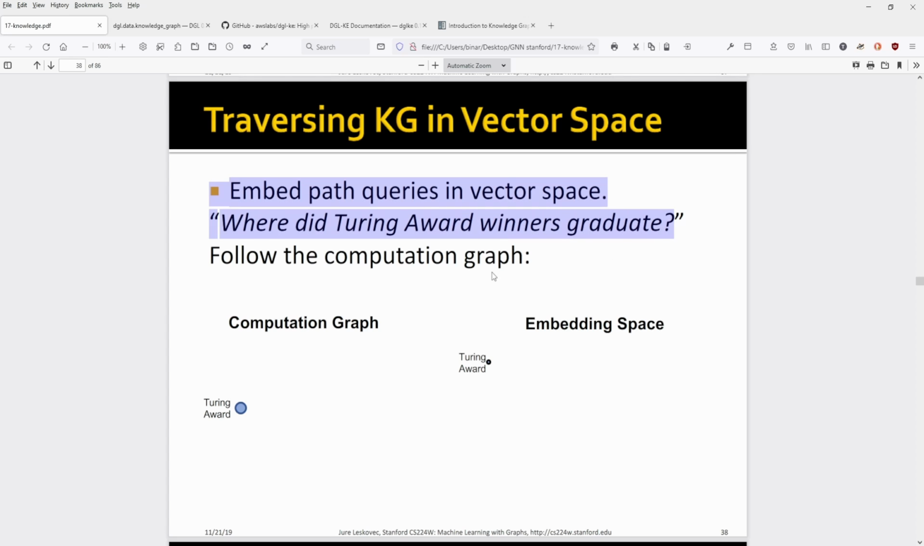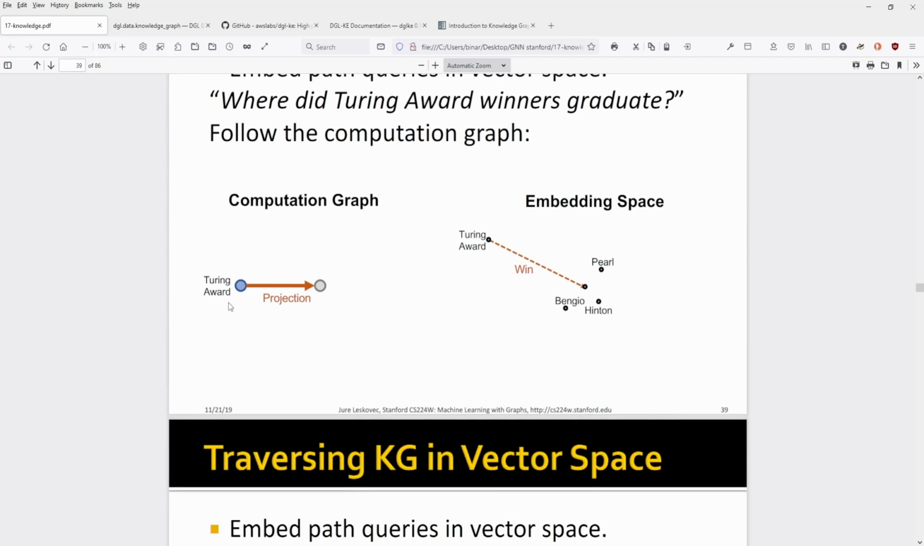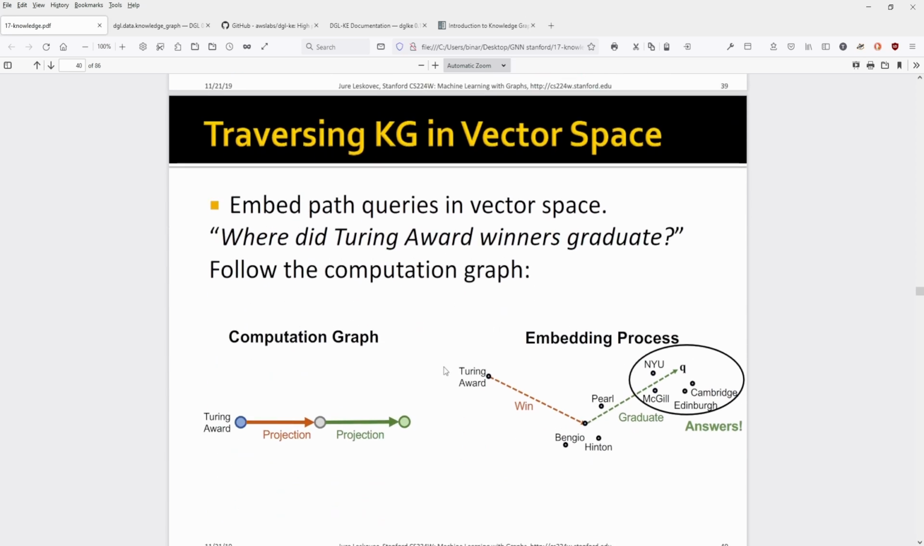So computation graph, where did Turing Award winners graduate? We have here our computation graph, and here our mapping to the embedded space. So we have here the first projection. And in embedding space, we have here an award, and the award has been won by, let's say, 1, 2, or 3 persons, and you calculate a mean or whatever. And then you say, if you have those persons, where did they graduate?